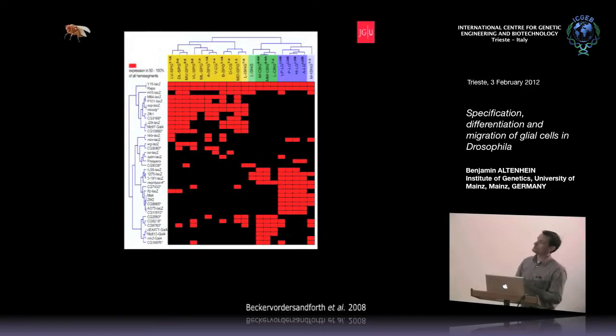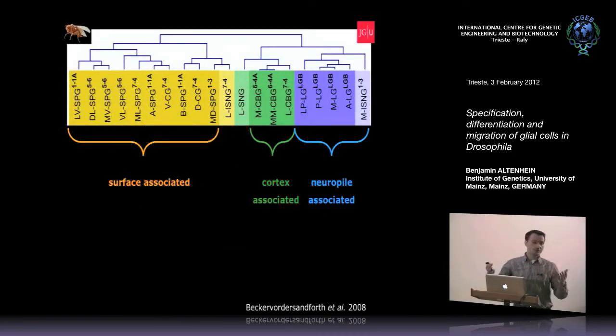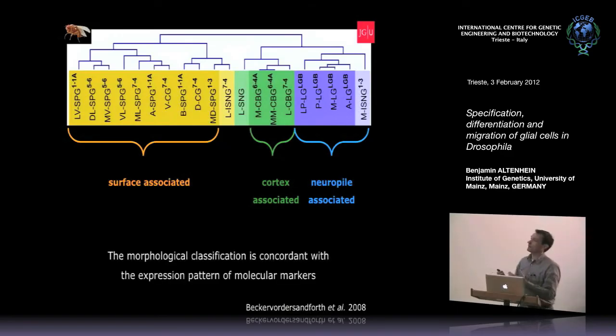And what Ruth came up with here was a very nice finding, and that is the cells that were, according to their position and morphology, already characterized or grouped together by this work done by Kei Ito in 1995. Actually, this is the same classification that we see when we look at the molecular markers. So the molecular and the morphological classifications are in line with one another, telling us that, yes, there is a molecular program underlying glial cell specification, and this molecular program tells individual glial cells what to become and where to locate.